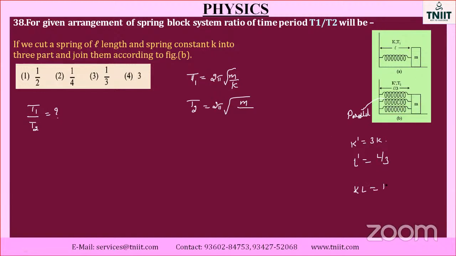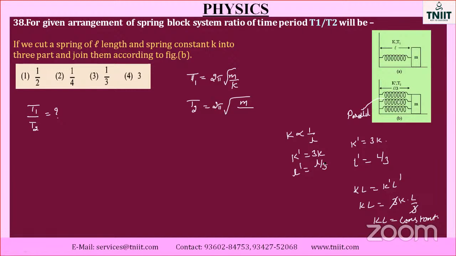So K into L should be equal to K dash into L dash. So KL is equal to 3K into L dash, where L dash is L by 3. So for any spring, K into L is a constant. When K into L is a constant, K is inversely proportional to the length, isn't it? When K becomes 3 times of K, easily you can tell L dash will become L by 3.